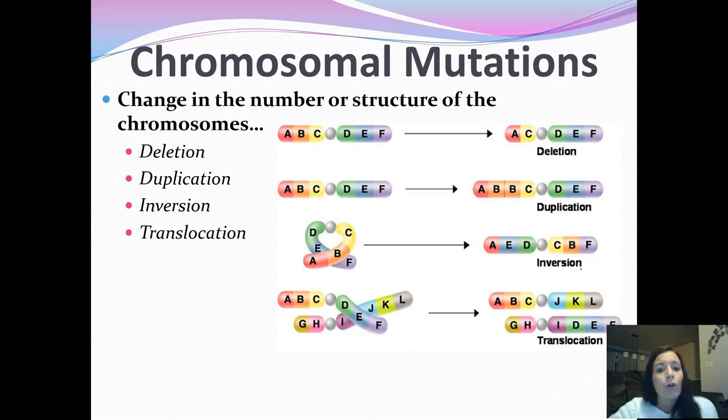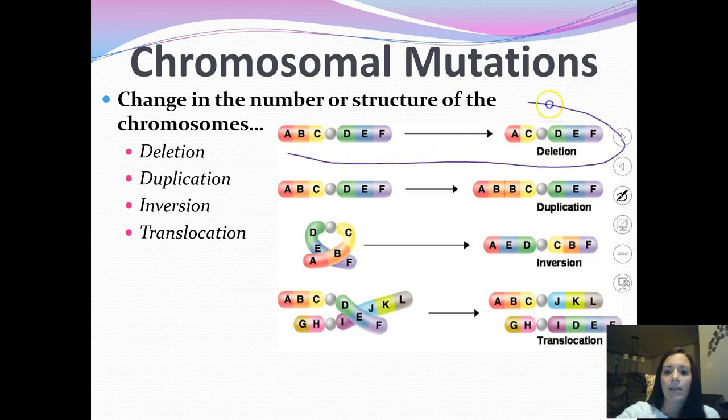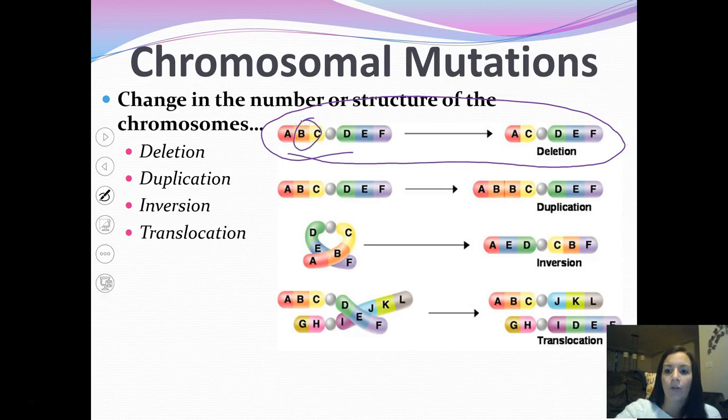And then we have our chromosomal mutations. This is a change in the number or the structure of the chromosome, and there's 4 different kinds. First of all, deletion. This one's easy, right? We lose something. If you look at these bases here, we see, oh, look, that B is gone over here, so it's clearly a deletion.